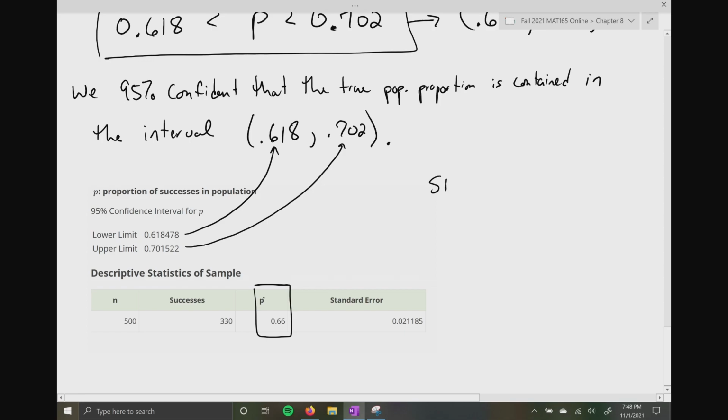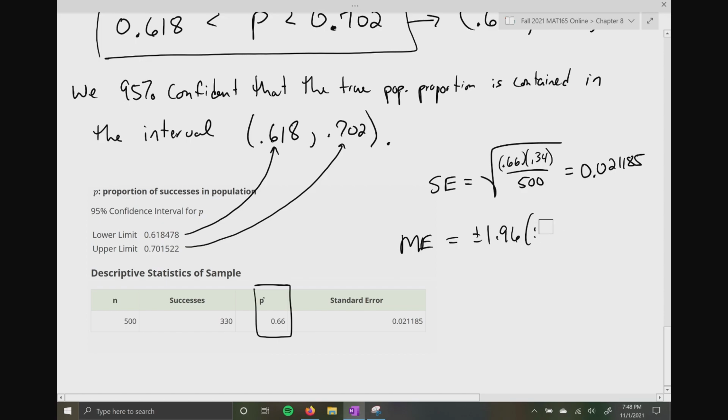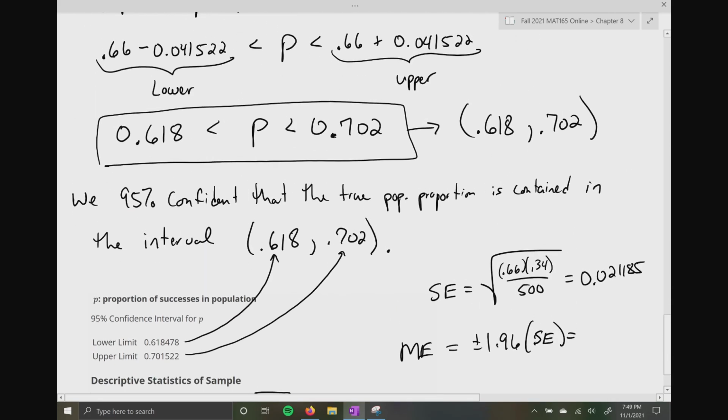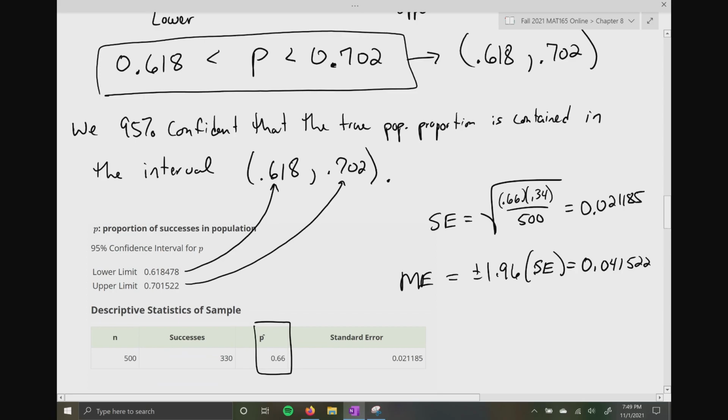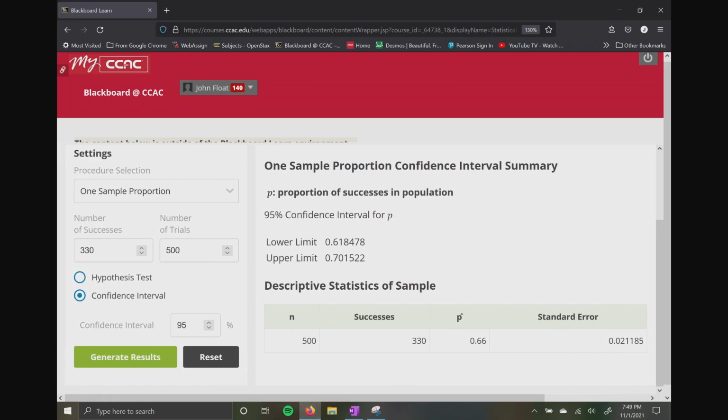And remember, standard error is nothing more than just the square root of P hat times Q hat over 500. And that is going to equal 0.021185. The margin of error is when you kick in that z-score. Okay, that's when the margin of error kicks in. And we found that to be, I forget already, 0.041522. Okay, so there's a difference between standard error and margin of error, all right? But as you can see, using SALT, it was very, very fast. I mean, you literally just had to go in and just type in the numbers.